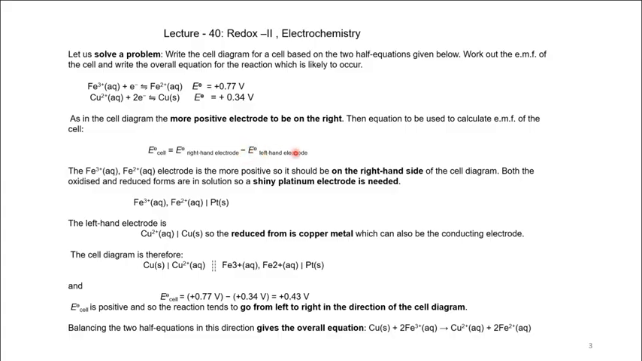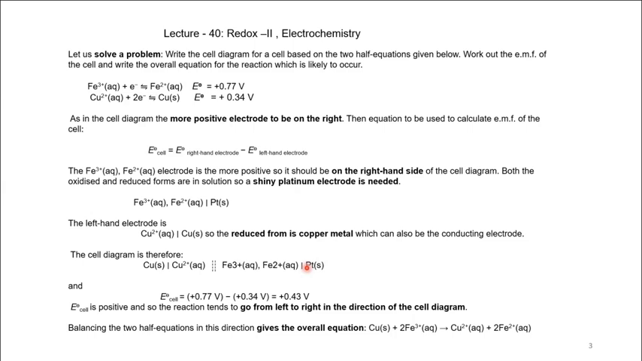Now we have to find out which one is the right-hand electrode and which one is the left-hand electrode. The right-hand electrode should be the one which has the higher positive standard electrode potential. So this is the higher positive electrode, and that should be the right-hand electrode. But it is in aqueous solution, so we have to make an electrode, and a shiny platinum electrode is used for this half reaction.